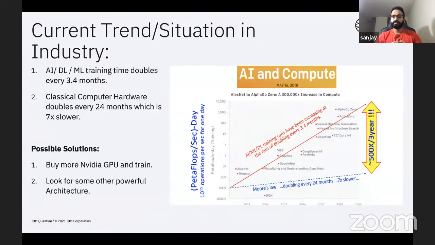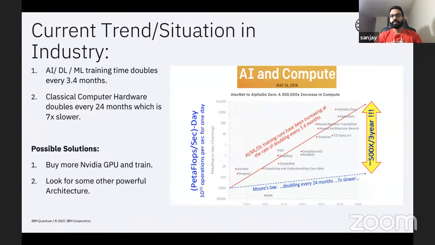Then how can we address this? There are two possible solutions to address this demand. If the training time is taking 2 hours and it was using 2 GPUs, and if the training time has increased to 4 hours, we probably have to buy more GPUs, 4 GPUs, to train the machine learning models.